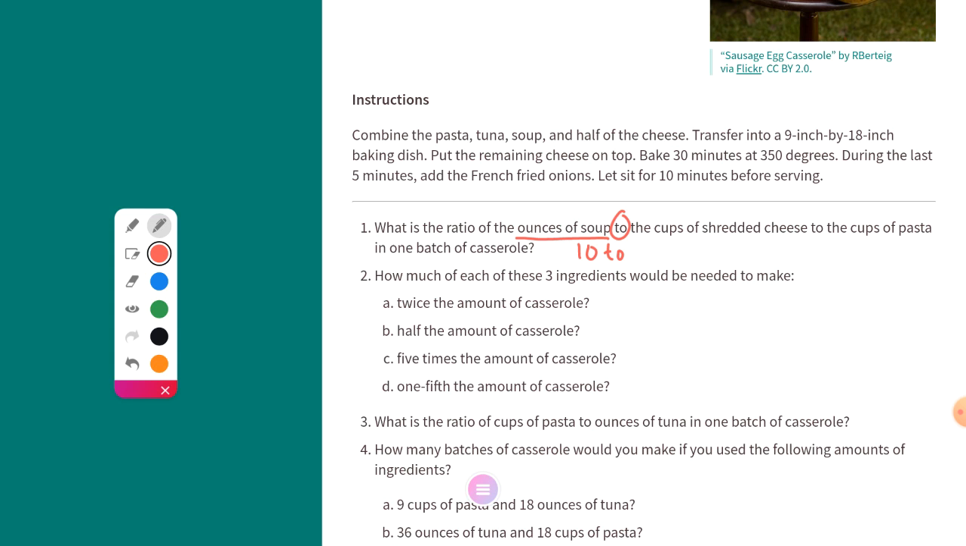How many cups of shredded cheese? 1. 10 to 1. How many cups of pasta? 3? Yeah. 3. So you could put 10 to 1 to 3, or it's probably best to put 10 colon 1 colon 3. Why would I not have to put the labels in my ratio?